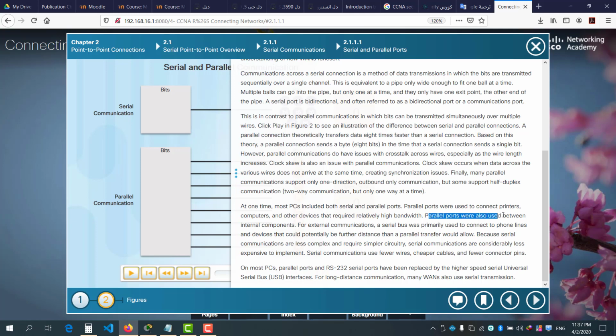Parallel ports were also used between initial internal components and for external communication. A serial bus was primarily used to connect the phone lines, okay, and the devices that could potentially be at a farther distance than parallel transfer would allow.